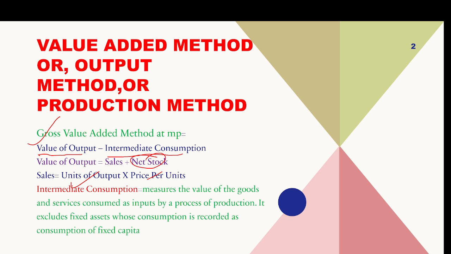Now the intermediate consumption. Intermediate consumption refers to the measurement of the value of goods and services consumed as inputs, such as raw material. While in the process of production, some things as raw material are consumed for producing other goods. So inputs are included as intermediate consumption. It is also used in the calculation of intermediate consumption.